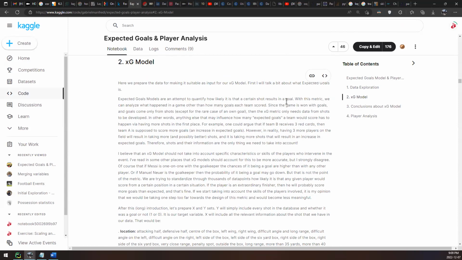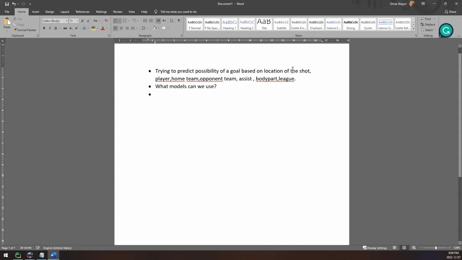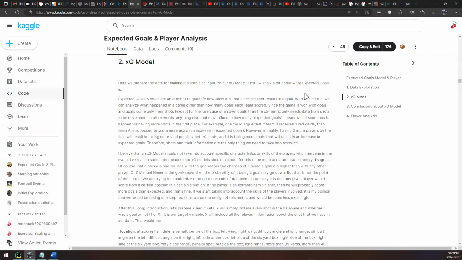I wanted to predict the possibility of a shot being a goal or not, based on the location of the shot, who made the shot, and the team. All these features might have some contribution to the prediction of the goal.